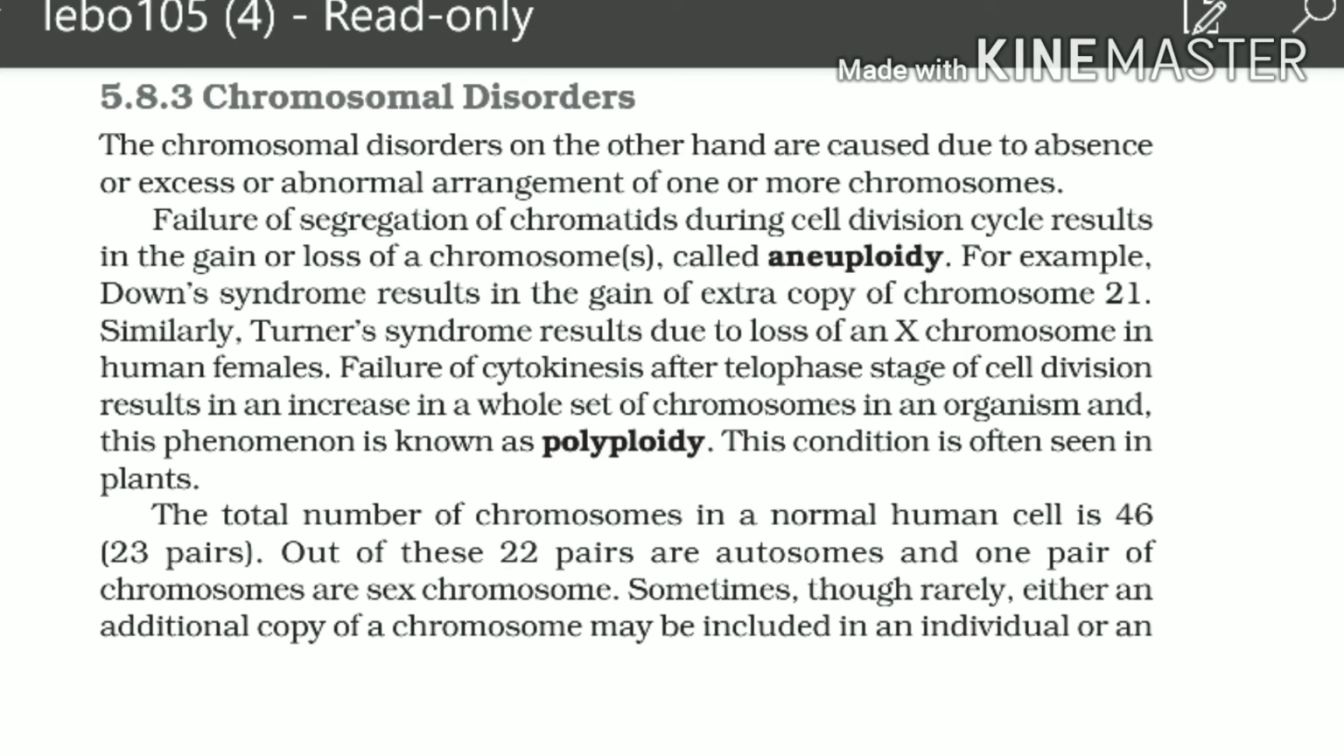Coming to the next paragraph, the total number of chromosomes in a normal human cell is 46, that is 23 pairs. Out of these, 22 pairs are autosomes and 1 pair of chromosomes are sex chromosomes. Sometimes, though rarely, an additional copy of a chromosome may be included in an individual.